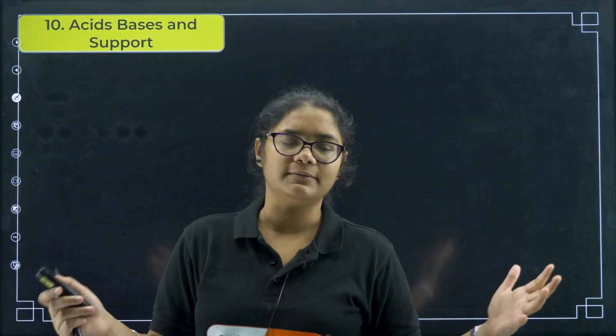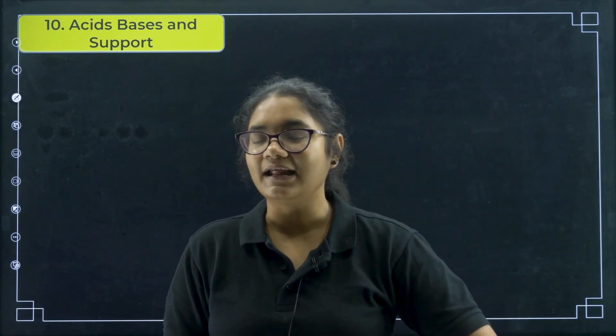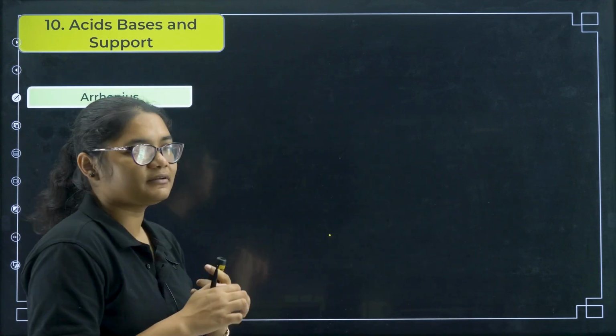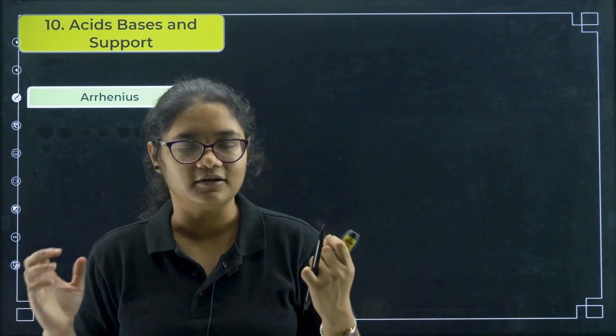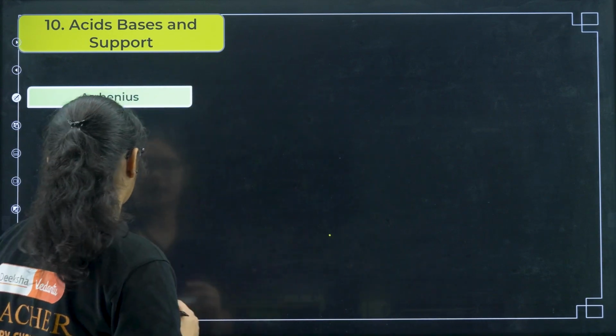You might be saying, ma'am, this we know from class 10, we have a chapter on acids and bases, right? But we will go a little advanced from that, okay? The first is your Arrhenius. There were three scientists who gave the definitions of acids and bases. So the first definition was given by Arrhenius.